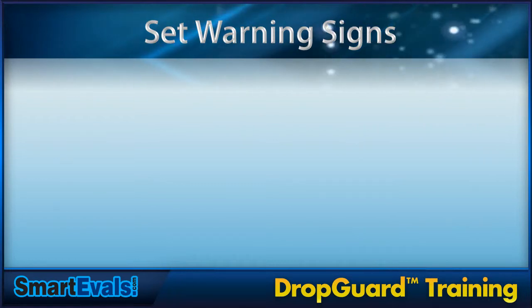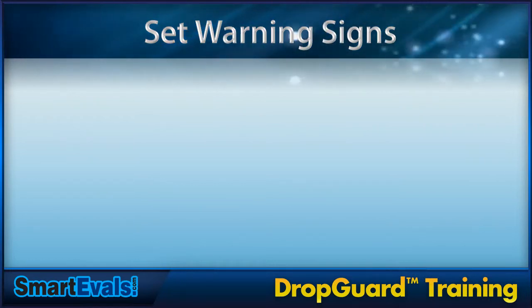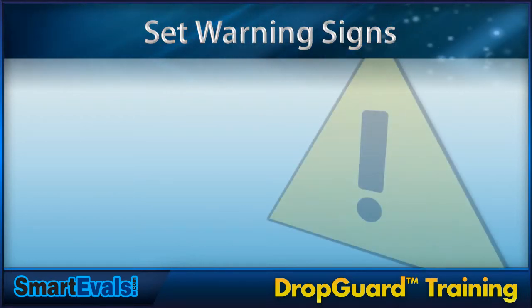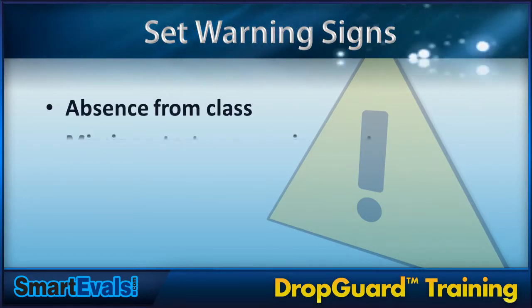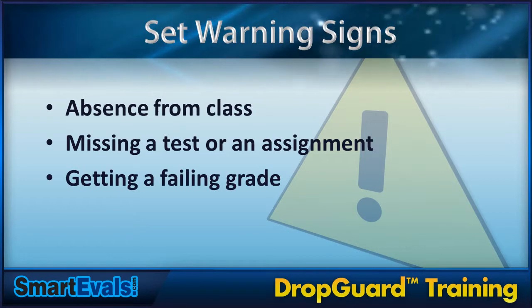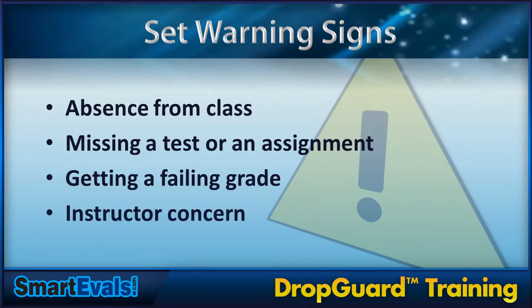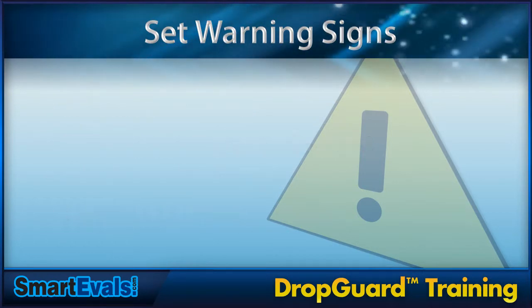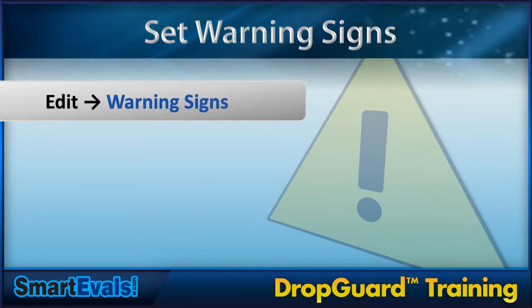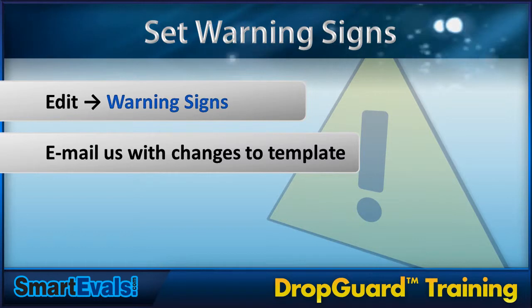So, the first decisions you should make are what kind of at-risk indicators your instructors see. These typically include being absent from class, missing a test or an assignment, getting a failing grade, or the catch-all instructor concern. You can change these by going to Edit, Warning Signs, or by writing down your changes to the template and then emailing it to us.